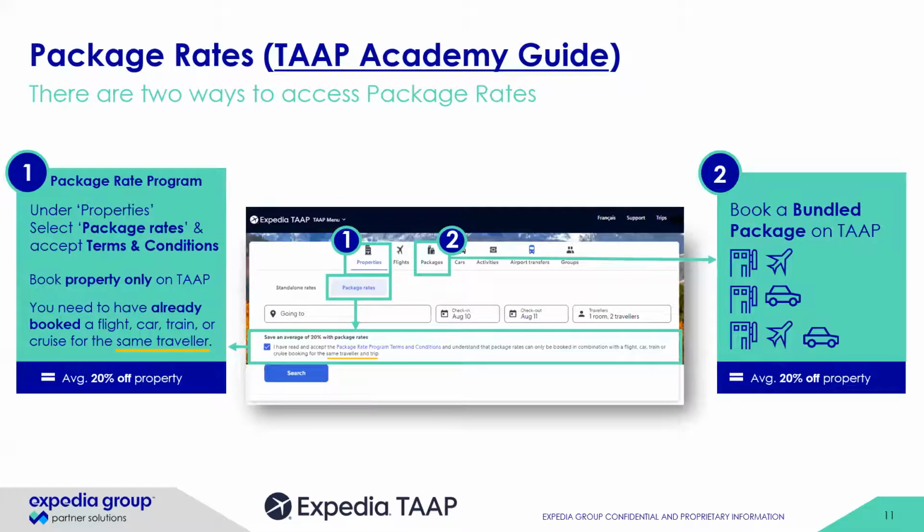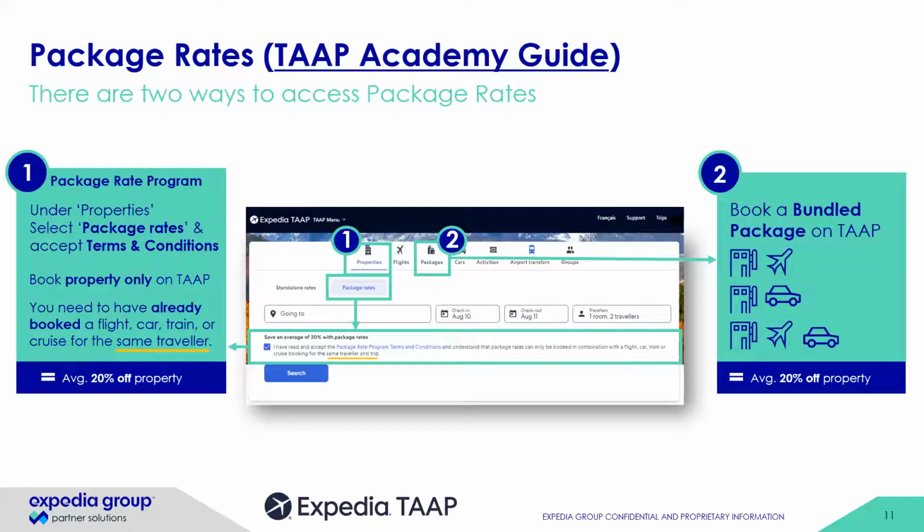So now onto the important part, how to book these. We have 2 ways to access package rates on Expedia TAAP. So the first way is to book with our exclusive package rate program. So number 1, if you already booked a transportation component for your traveler, which wasn't with Expedia TAAP, you'll come to TAAP to book the accommodation portion only. So any kind of property, which includes vacation rentals, and the commission you receive with package rates is going to be the same as standalone hotels. So for standard agents, for example, it'll be 11%.